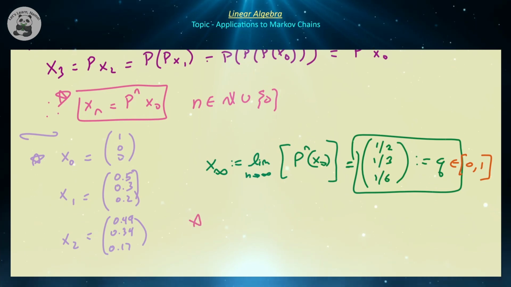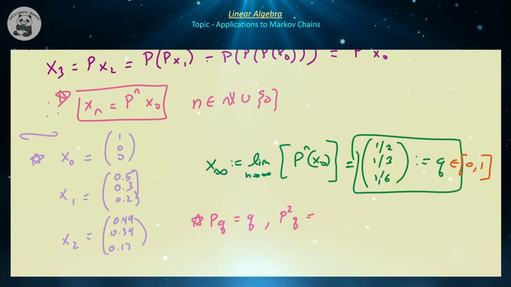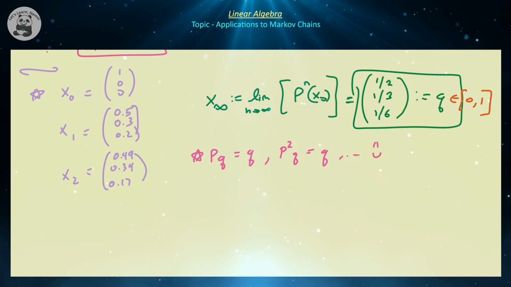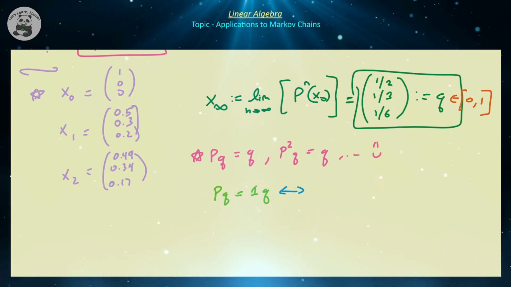So if you multiply p times this vector q, you're actually just going to get q. Also, if you do p squared times q, you're also going to get q. And this is going to continue on and on. So if you notice here, pq is equal to 1 times q. And if you know anything about eigenvalues and eigenvectors, this should look very familiar, because this is practically just Px equals lambda x.